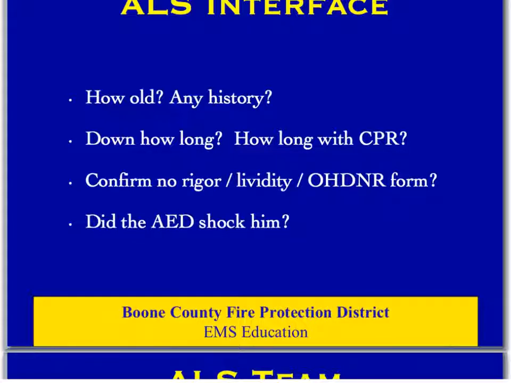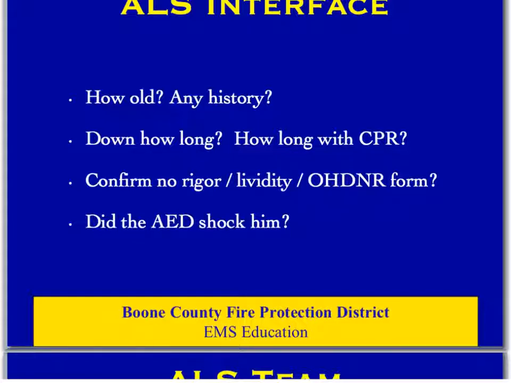It's easy for us to jump in when we're by ourselves, or there's just a couple of us there, and miss some lividity, even miss some rigor, or it just escapes us to ask about a DNR form. It's a very chaotic thing for the family, and so we just need to confirm that.